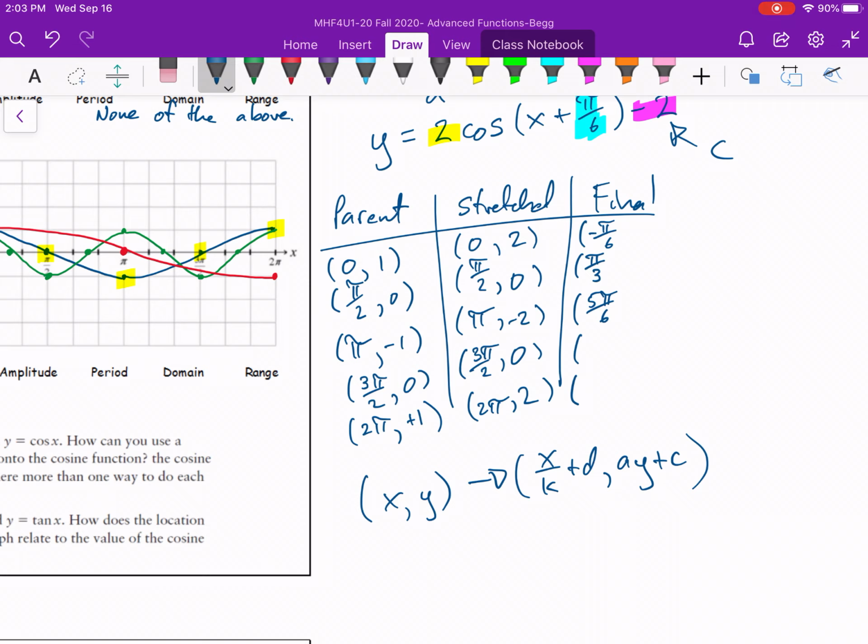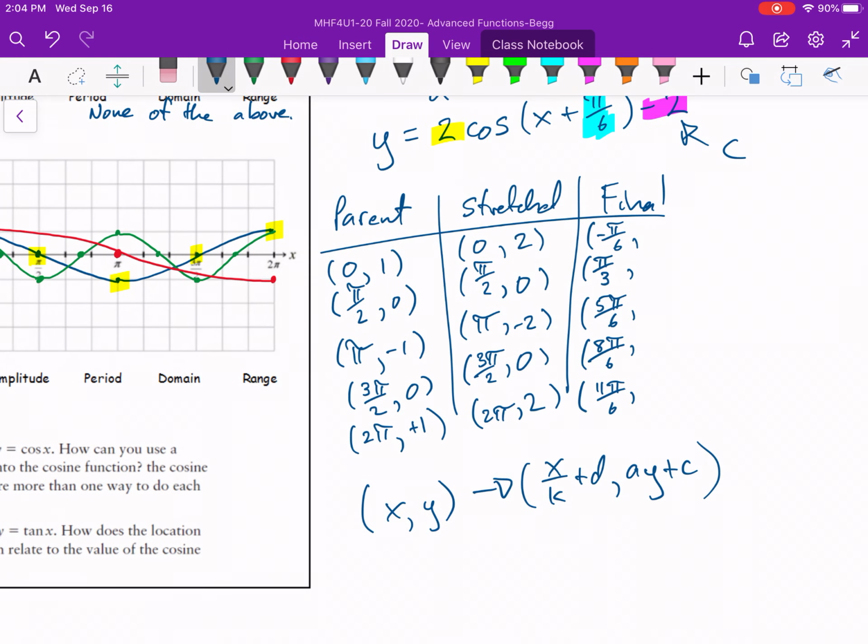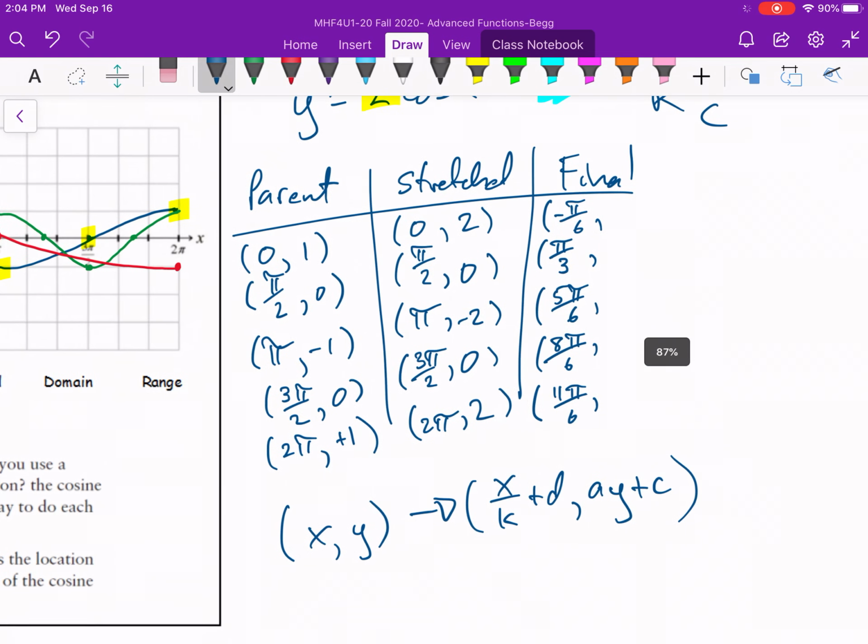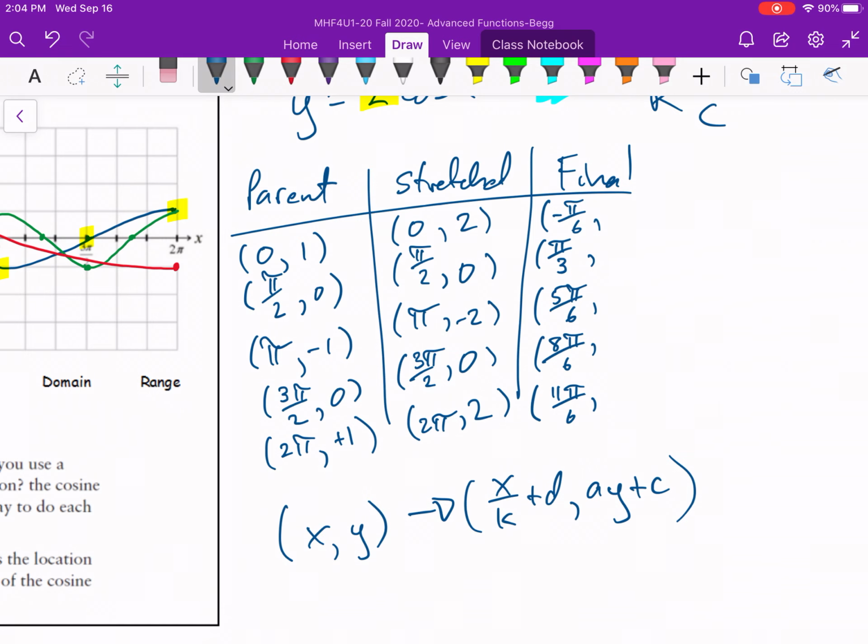3 pi over 2 is the same as 9 pi over 6. So when I subtract pi over 6, I get 8 pi over 6. And then 2 pi, I get 11 pi over 6. So you can pause this if you want to stop and think about those fractions. They should all work out, but I went fast for sure.